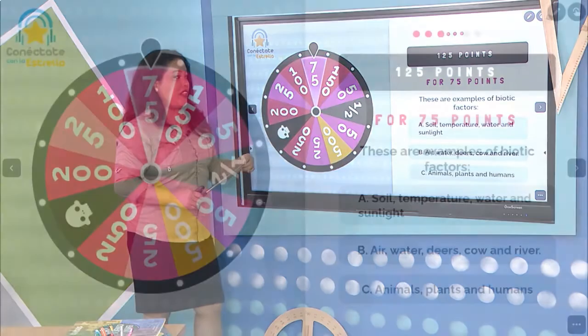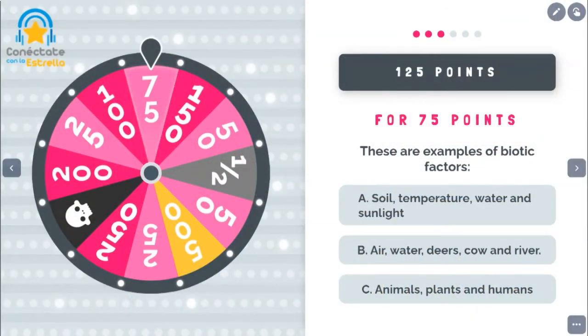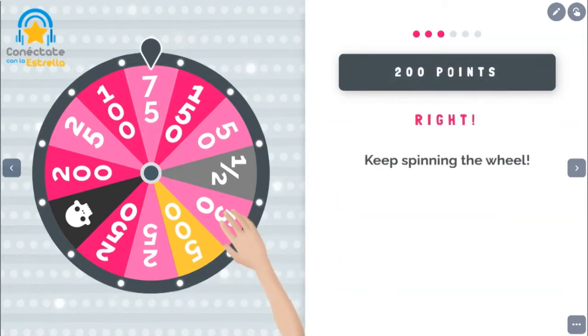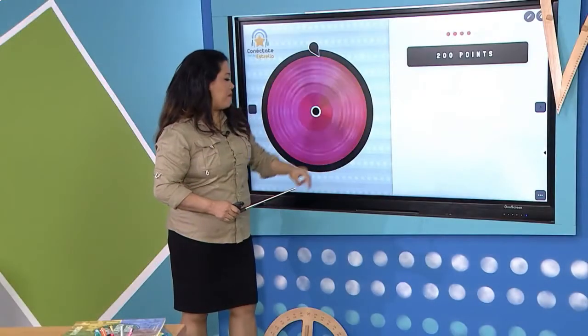Okay, for 75 points, these are examples of biotic factors. A, soil, temperature, water, and sunlight. B, water, deer, cow, and river. And C, animals, plants, and humans. What do you say? C, animals, plants, and humans. Very good. Let's keep spinning the wheel.